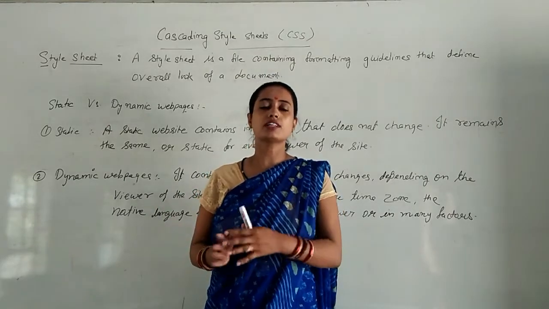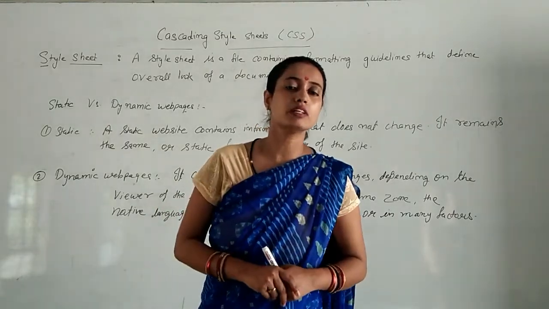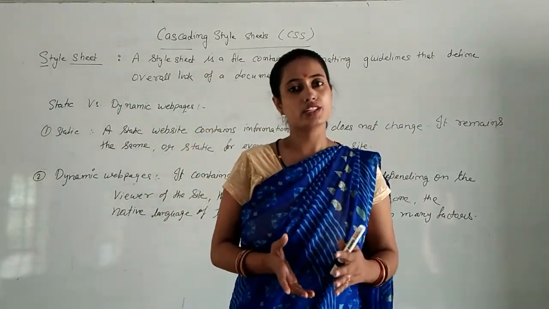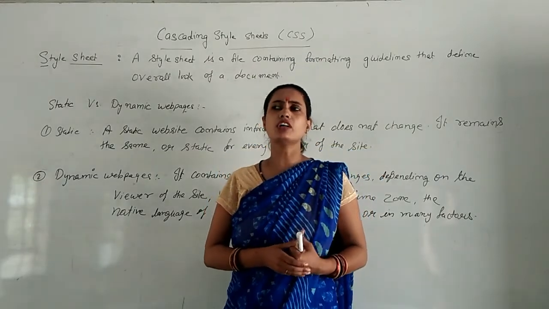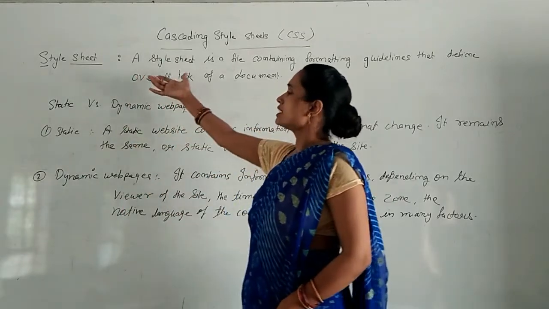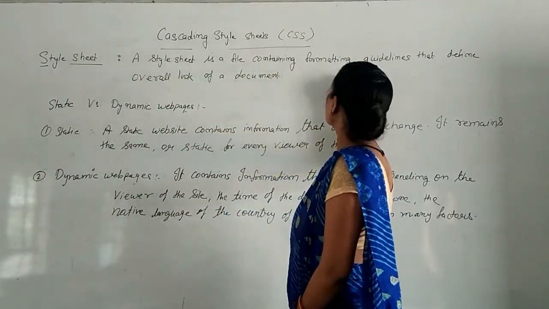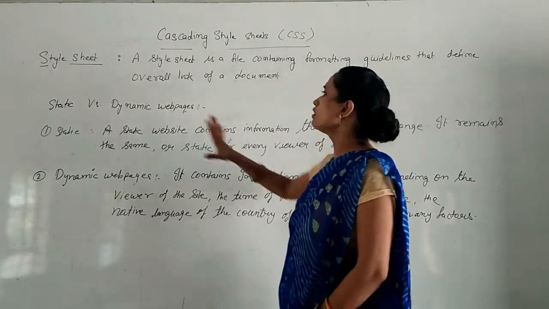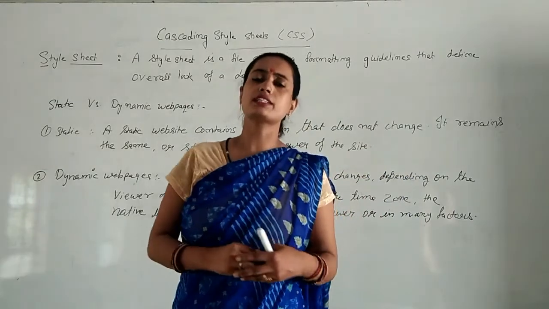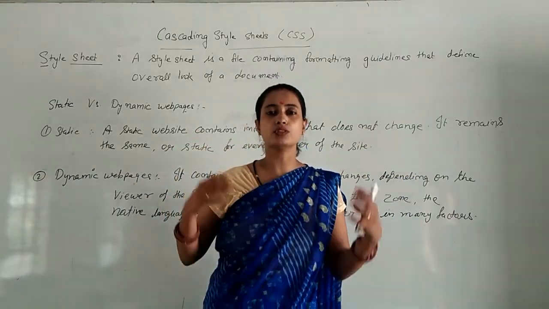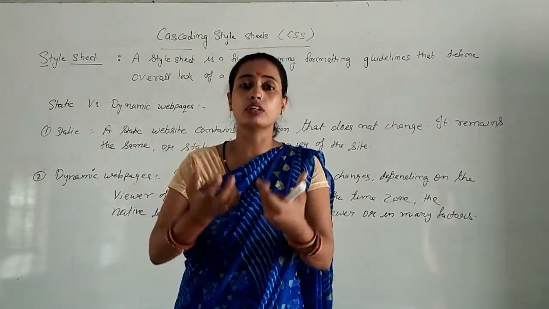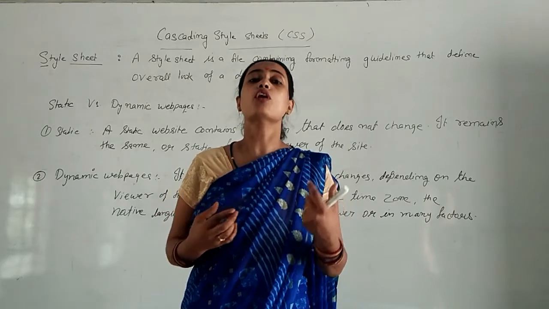After completing complete HTML, we are starting CSS, that is Cascading Style Sheet. Cascading Style Sheet, what? It is a style sheet. Actually, what is a style sheet? Let's see. A style sheet is a file containing formatting guidelines that define the overall look of a document. By using this style sheet, it is providing some guidelines. By using these guidelines, we can change the document look. We can change the document formatting.